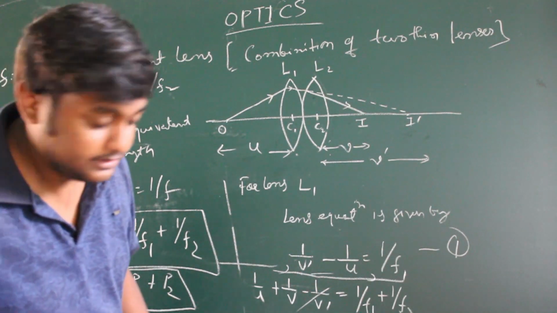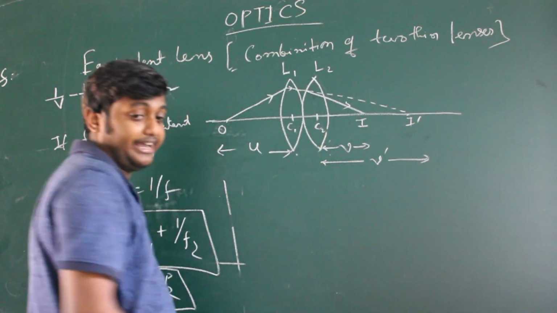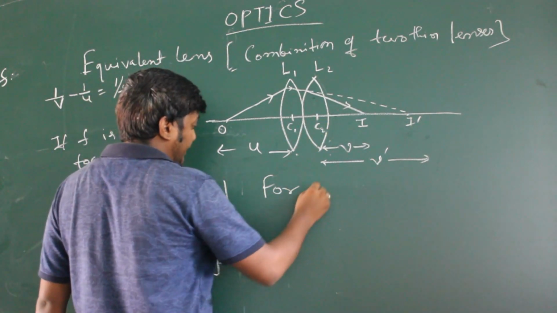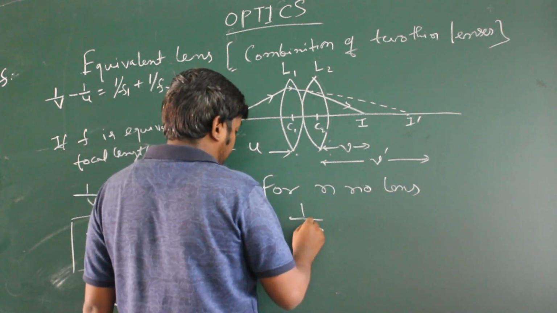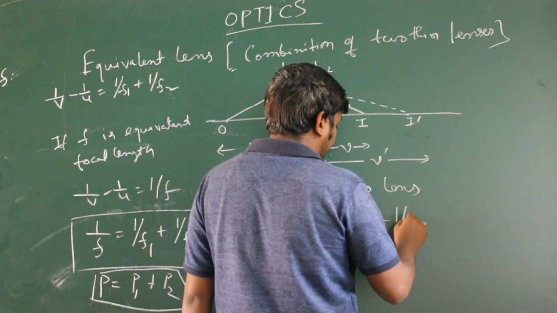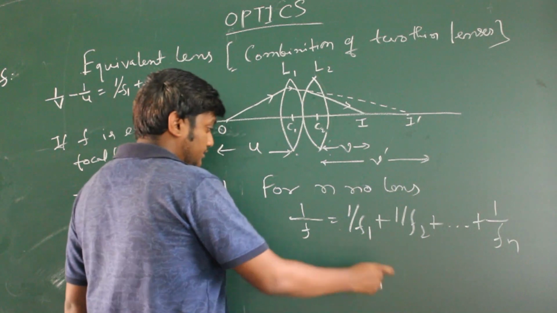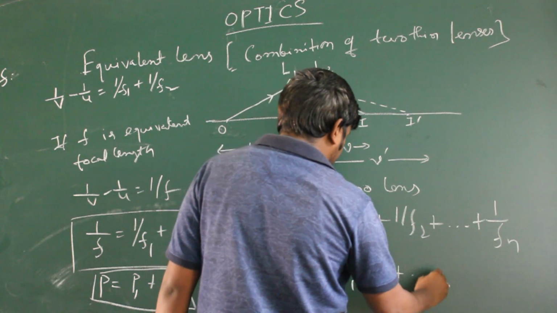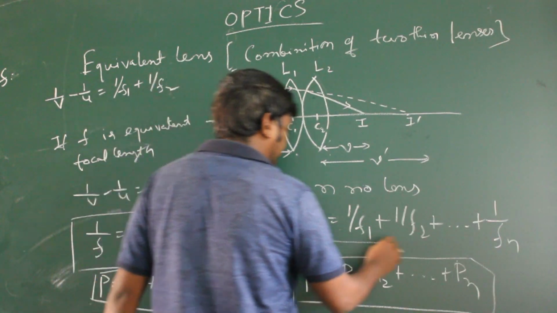And for n number of lenses, we can write 1 by F equals 1 by F1 plus 1 by F2 plus dot dot dot up to 1 by Fn. Similarly, P equals P1 plus P2 plus up to Pn. This is the equation.